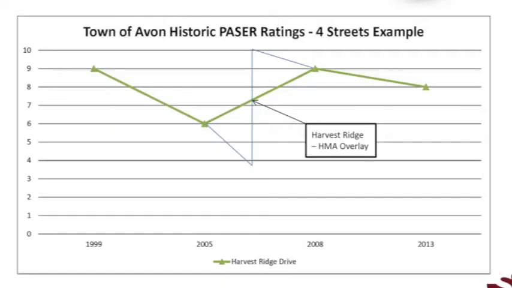Now let's look at Harvest Ridge Drive. Again, this is a great example of a roadway with no treatment. It starts out as a 9 in 1999, which is virtually new pavement, drops to a 6 in 2005, was overlaid in 2006, and then starts to drop again to a 9 in 2008, and again drops to an 8 in 2013. So again, you can see this is what happens when you don't do anything to the pavement.